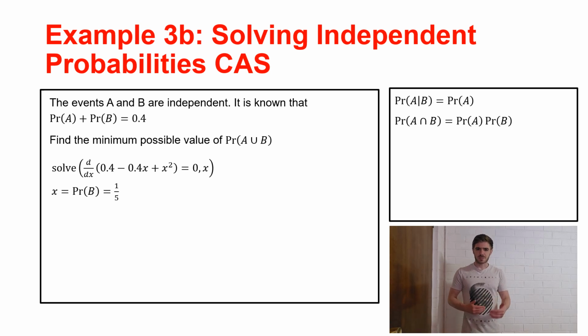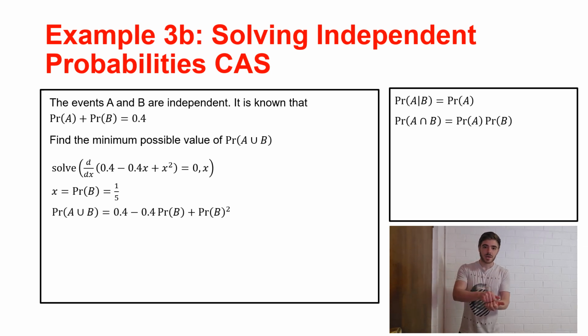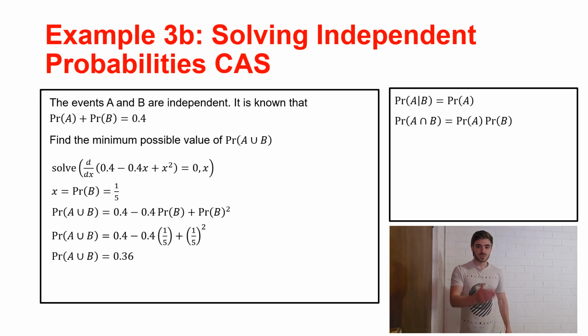Now, it's worth doing a quick double check to make sure that that answer makes sense. Is the probability between 0 and 1? And sure enough it is. Well, okay, that probability makes sense, but that's not the answer that we wanted. We wanted to know the minimum of the union. So we're going to take the probability of B that we just found and sub that into our union equation. The result after that is our answer.